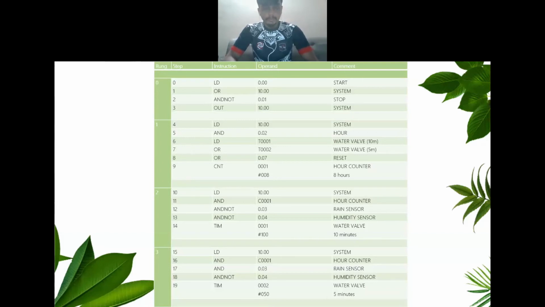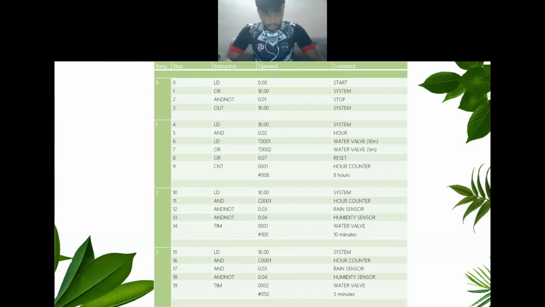The system will be referred to in rung 1: the output of rung 0, and the hour push button, the switch, which is AND, and LD for water valve, water valve 10 minutes and water valve 5 minutes, both LD and all push buttons. And the reset button will be OR, and there will be a counter for 8 hours, which is written there as hashtag 008, which is for 8 hours, as we assume it's 8 hours.